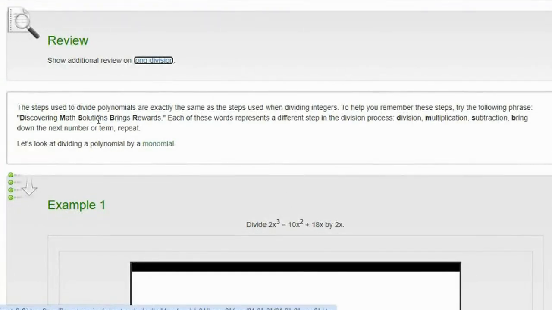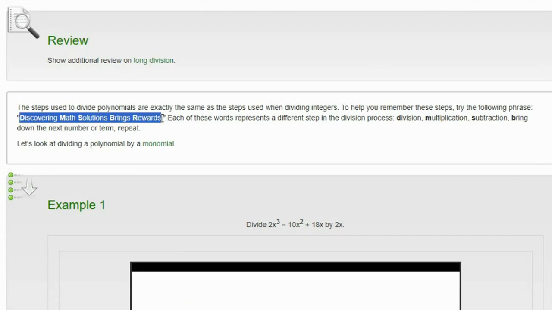So the steps you use to divide polynomials are exactly the same that we use when dividing integers. So here's a little acronym. Discovering math solutions bring rewards, right? That means divide, multiply, subtract, bring down the next number, repeat.